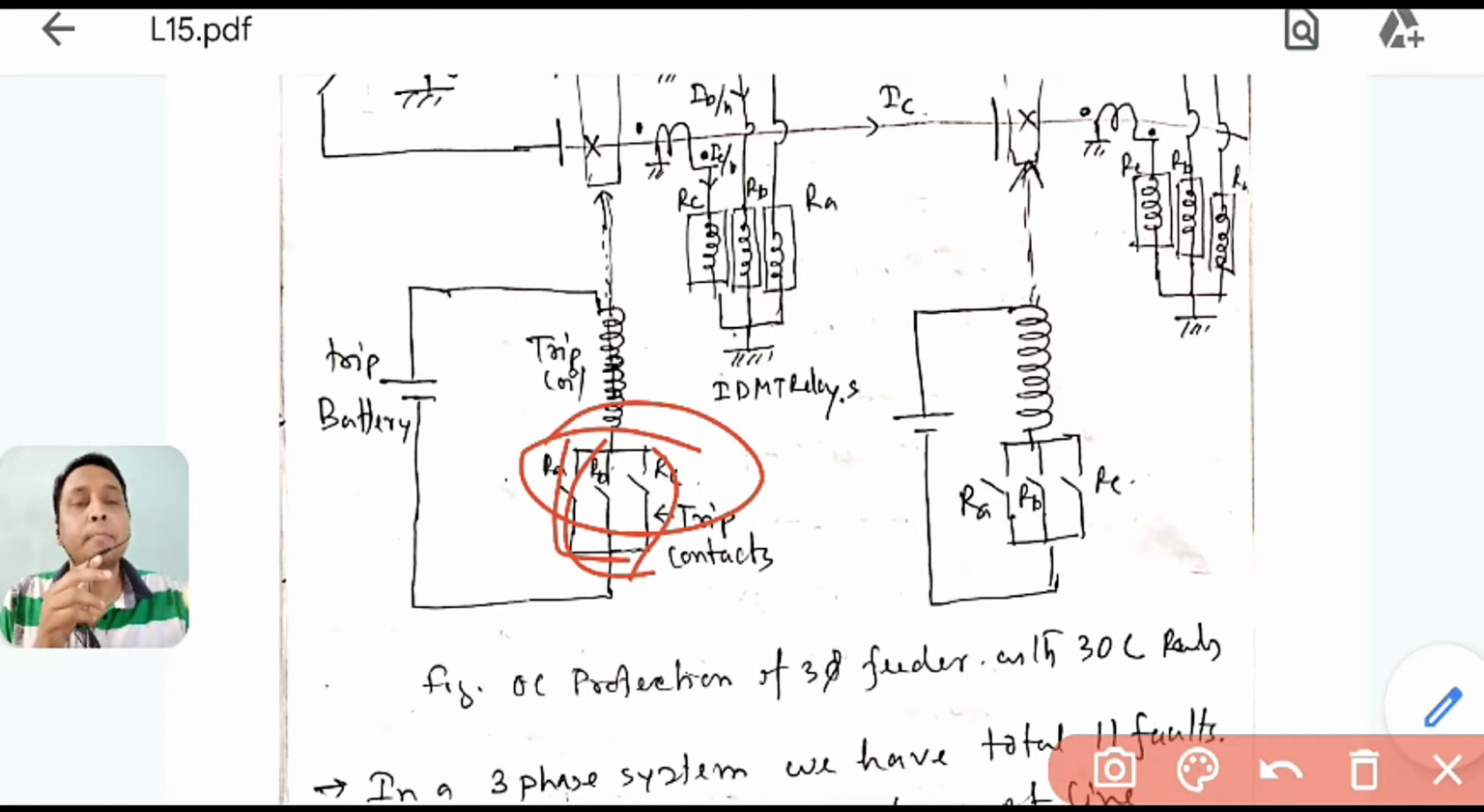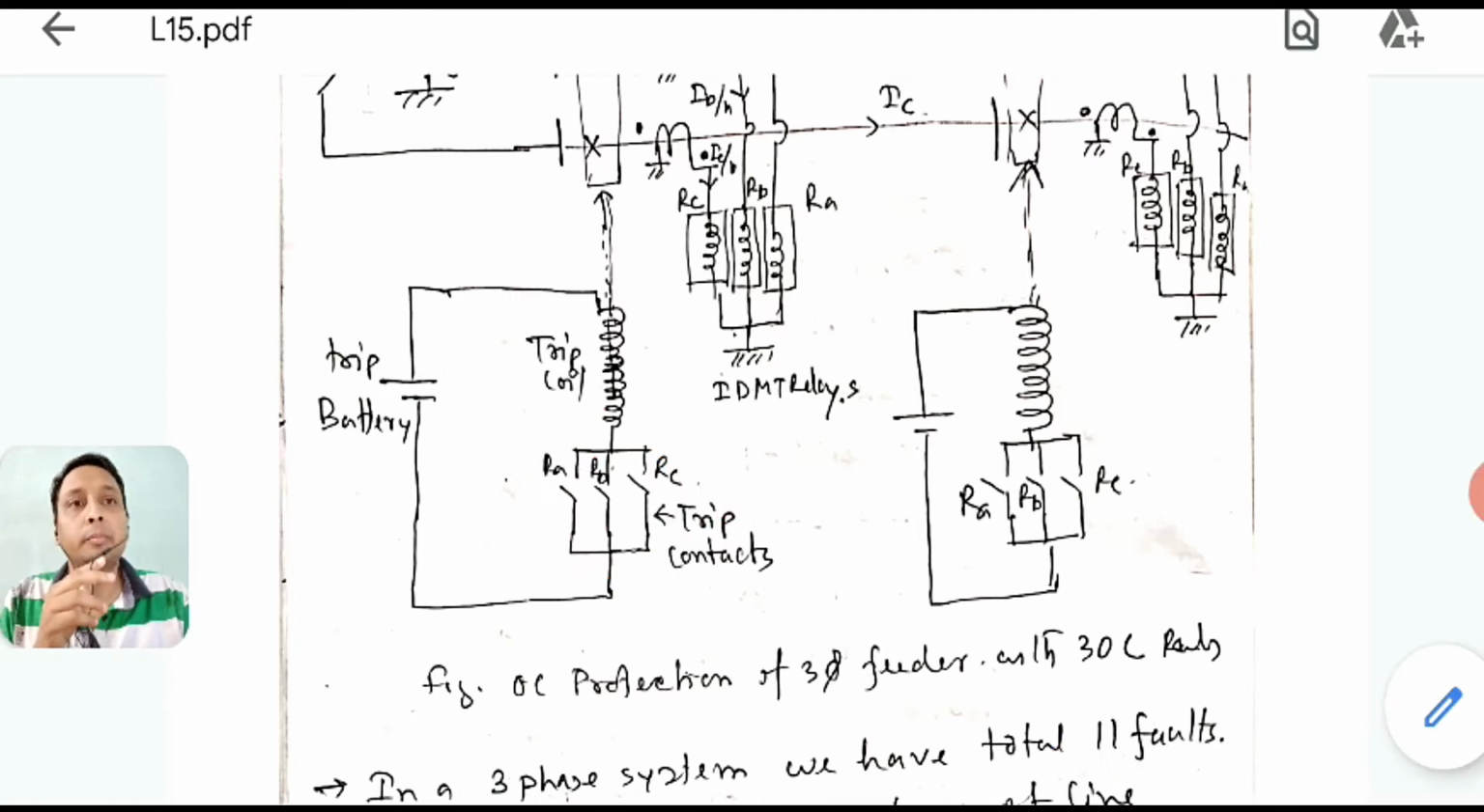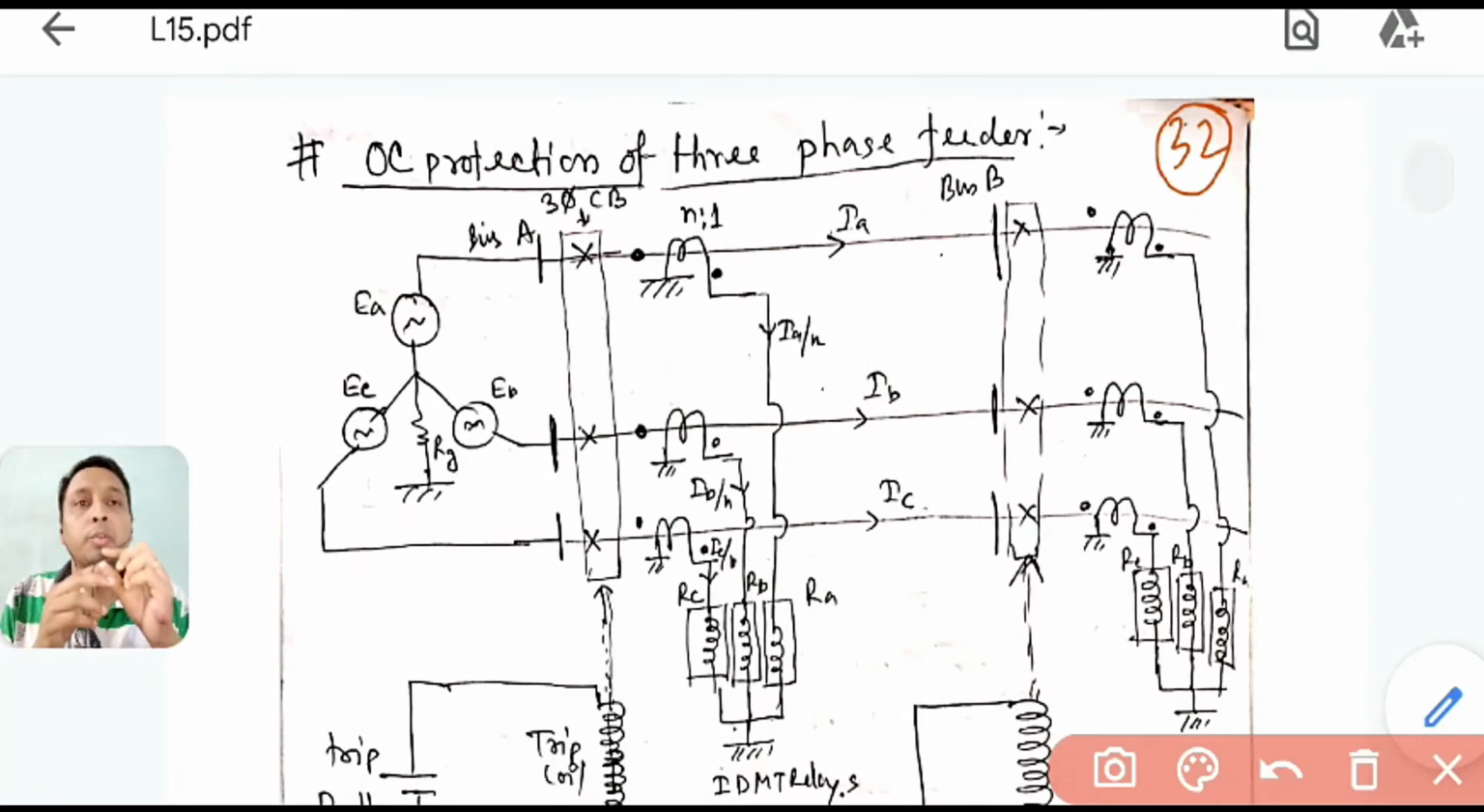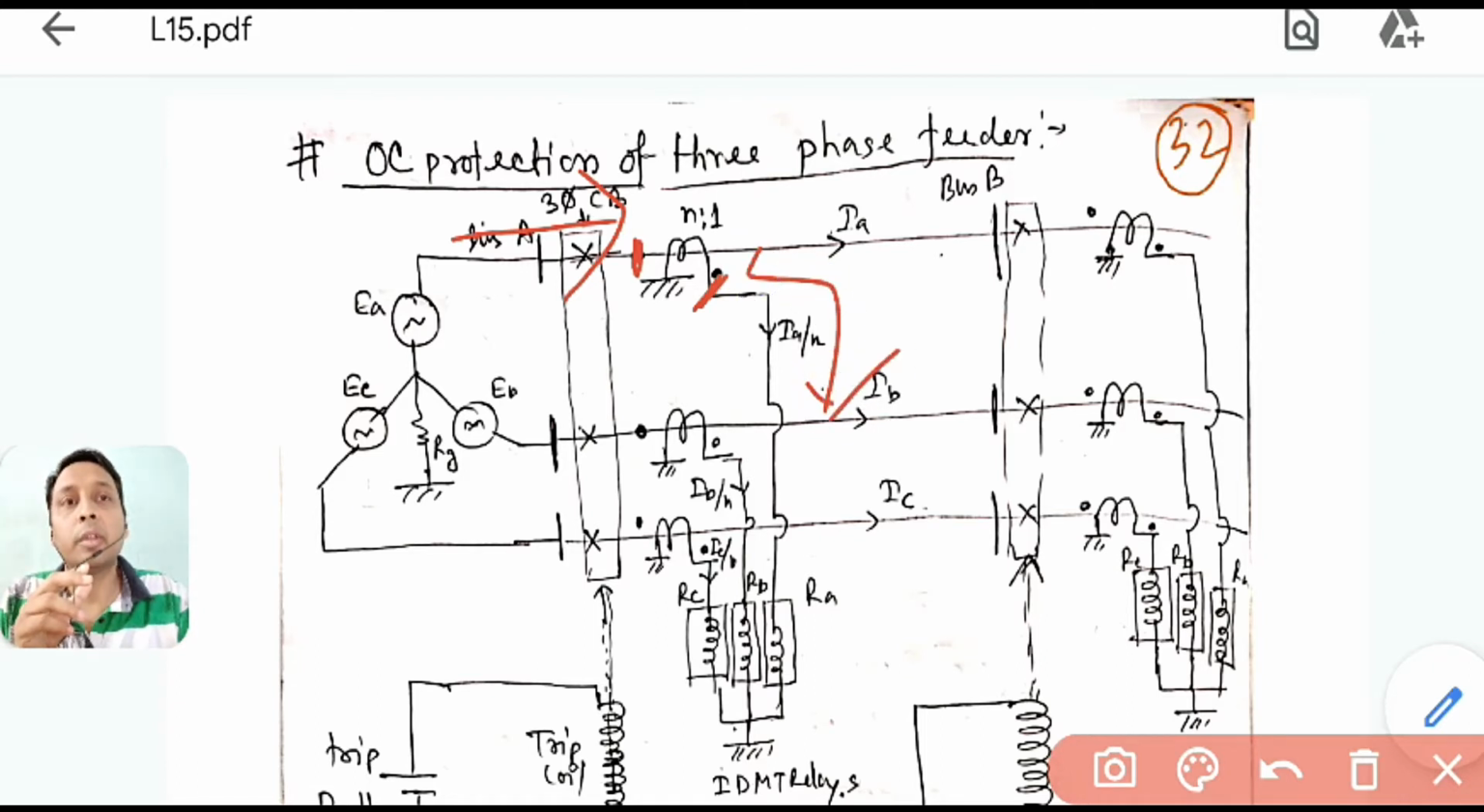Now here you can see the dot convention I want to explain. Those who are following the video in lecture 7, I had also explained the dot convention there, but I made some error, so I will try to edit that video. So check here, the transformer dot convention: one dot is here and another dot is here. If current is entering through this dot, then it should leave through the dot on the other side. If on one side it enters through the dot, then by transformer action on the second side it should leave through the dot.